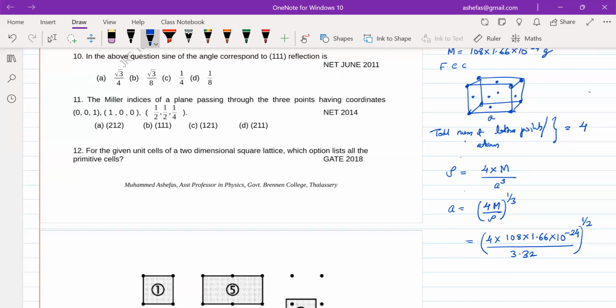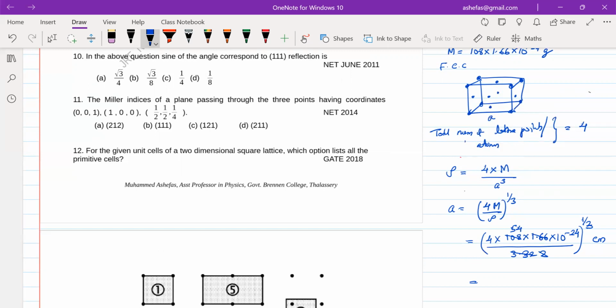So the CGS system is used here, so therefore a would be in centimeter. Okay, so 1.66 divided by 3.32 would be 0.5, and then 0.5 times 108 would be 54. So how to do this? So 4 into 54, all raised to 1 by 3.